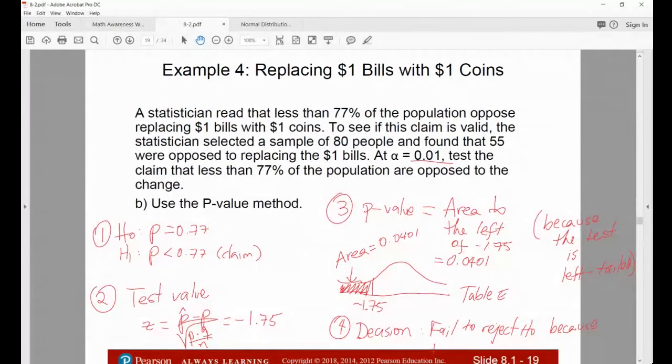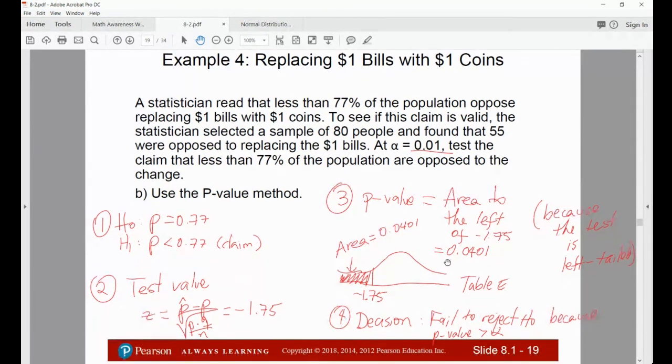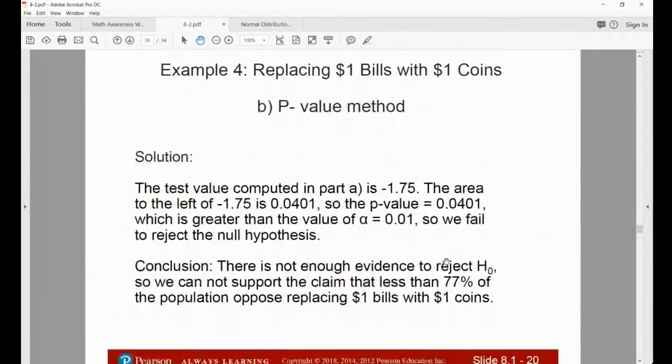That's because the p-value is greater than alpha. This is the decision criteria for the p-value method. When the p-value is greater than alpha, we fail to reject. And when the p-value is less than or equal to alpha, we reject. So it's the same decision that we obtained before using the critical value method, so it would be the same conclusion. There is not enough evidence to reject the null hypothesis, so we cannot support the claim.